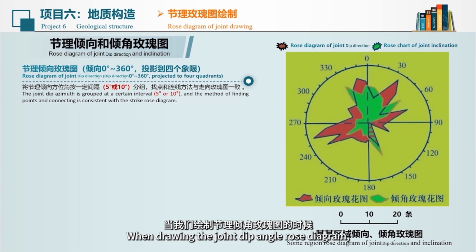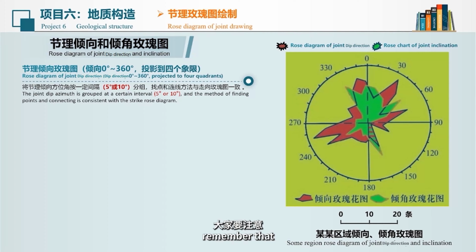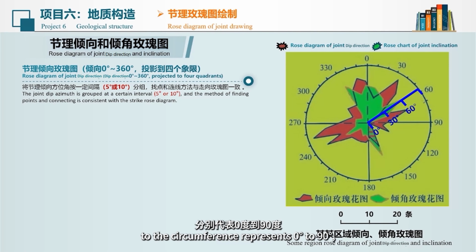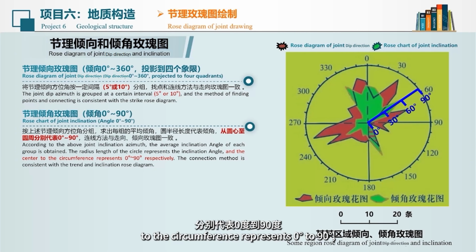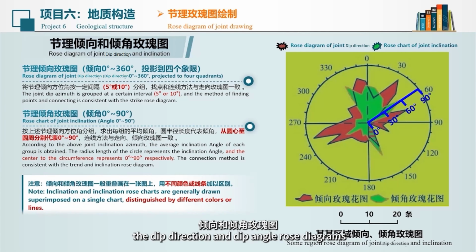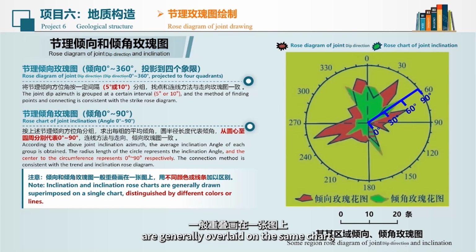So, when drawing the joint dip angle rose diagram, remember that from the center of the circle to the circumference represents 0 degrees to 90 degrees, and the other connection methods are consistent with the joint trend and dip direction rose diagrams. Note that the dip direction and dip angle rose diagrams are generally overlaid on the same chart, distinguished by different colors or lines. The above is the method for drawing joint trend, dip direction, and dip angle rose diagrams. Have you all mastered it?